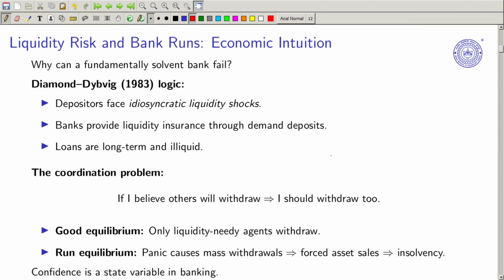Then we have also looked at what we learned in the last lecture, the Diamond-Dybvig 1983 model. What they found is that depositors face an idiosyncratic liquidity shock, which may be because of some manipulation or some default. So we discussed the case of PMC, how DHFL lending was the major shock for the investors, and that it was particular to the bank. Idiosyncratic liquidity shock means a bank-specific shock, a particular shock linked to the bank.